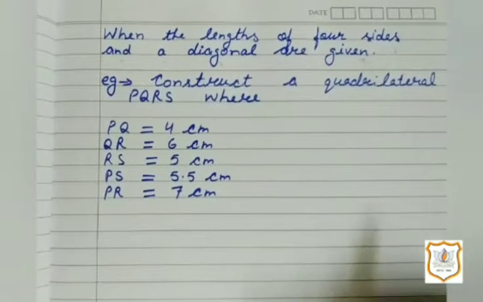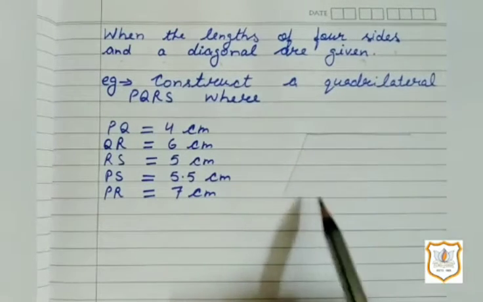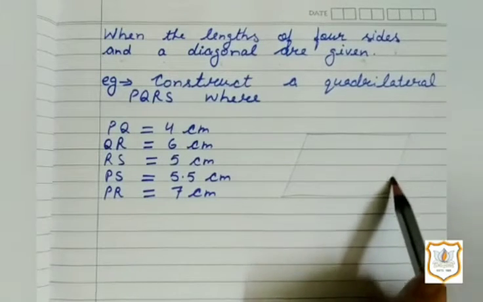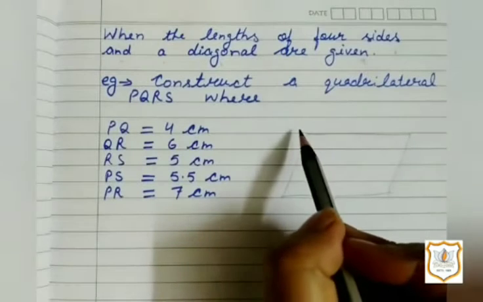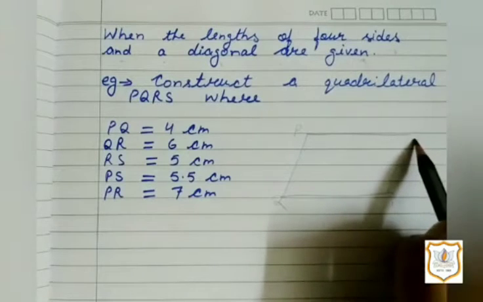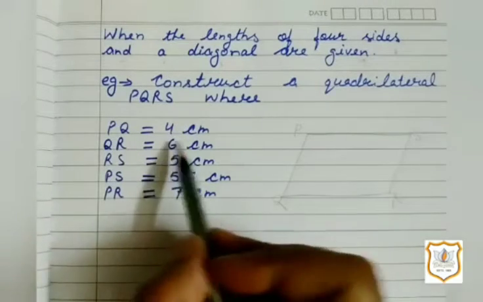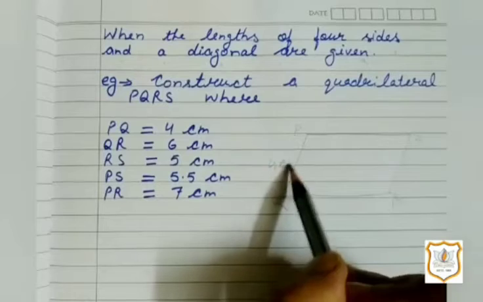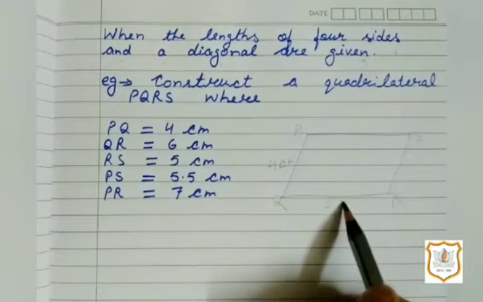Students, firstly we will draw a rough sketch. This is a rough sketch because a rough sketch will help us in visualizing the quadrilateral. And mark the measurements. First we give the names P, Q, R, S. Students, this is a rough sketch, so we do not use a scale. PQ is 4 cm, so we write 4 cm. QR is given 6 cm, so we write 6 cm here.